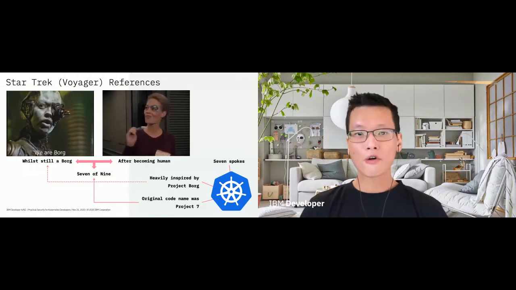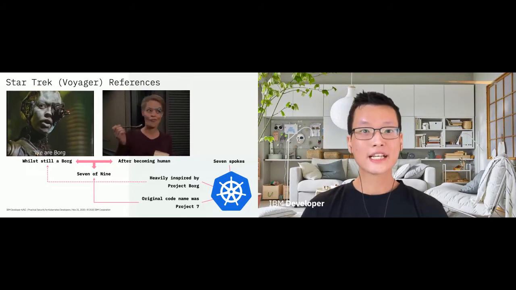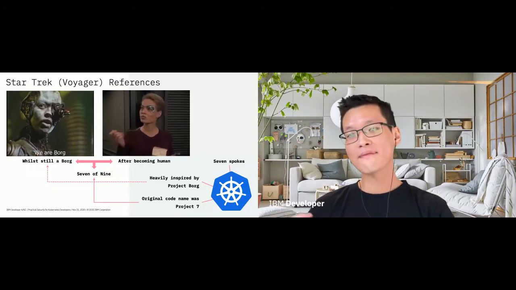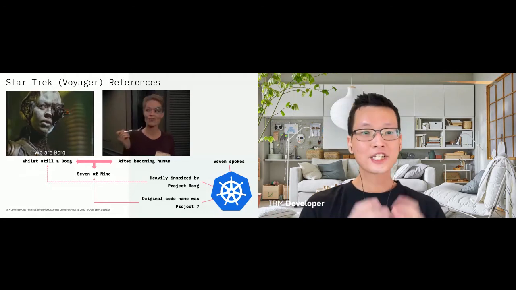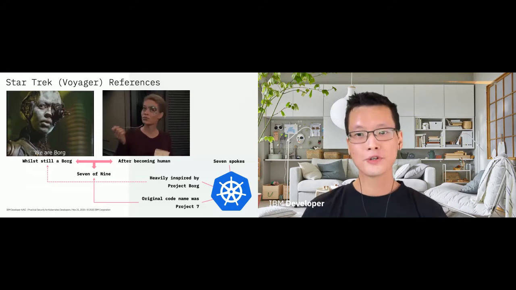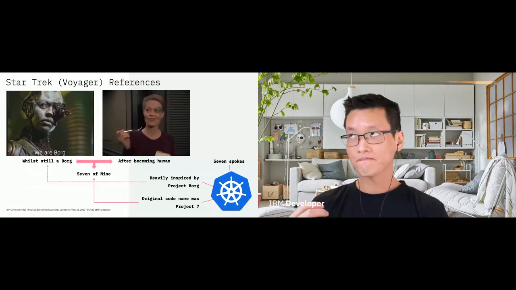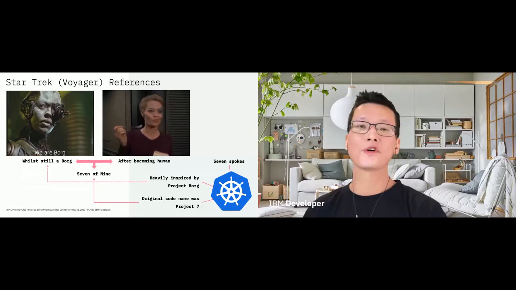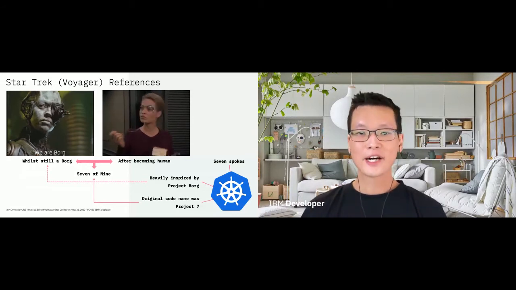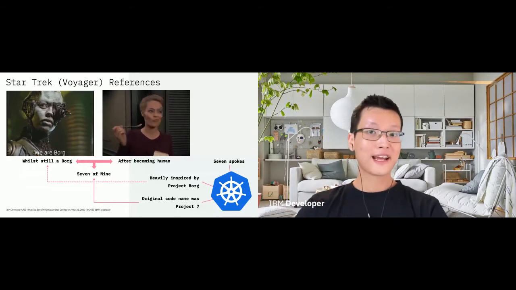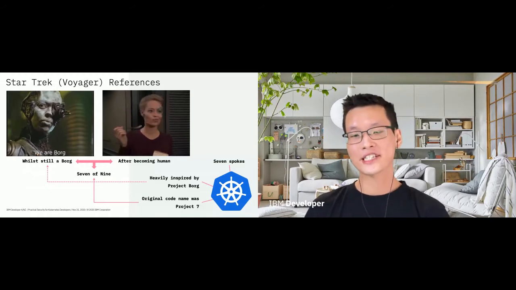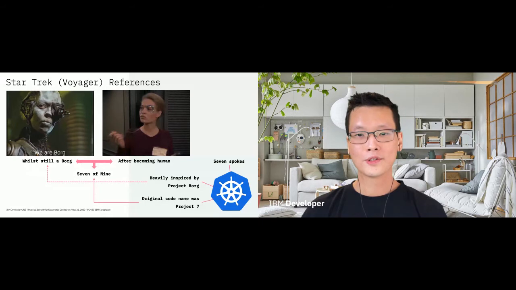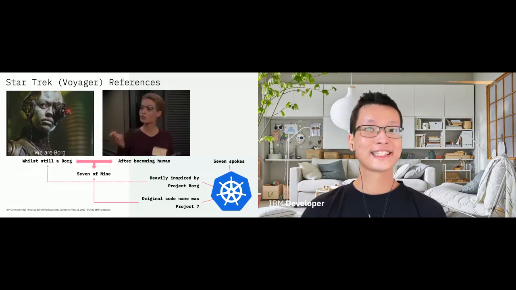The original code name of Kubernetes is actually Project 7, which is named after a character from Star Trek Voyager, named Seven of Nine. She was a Borg, and she was brought into the Voyager starship and turned into a human being. So to celebrate this reference, the Kubernetes symbol has 7 spokes. So 1, 2, 3, 4, 5, 6, 7, Seven of Nine. Pretty fun.